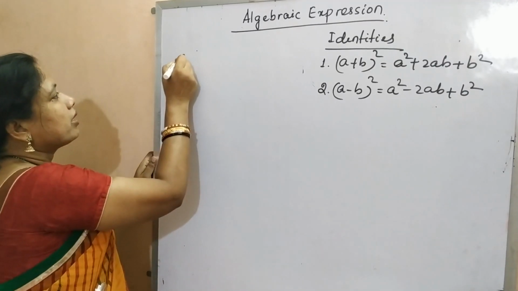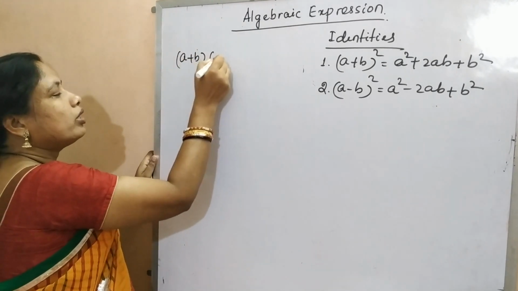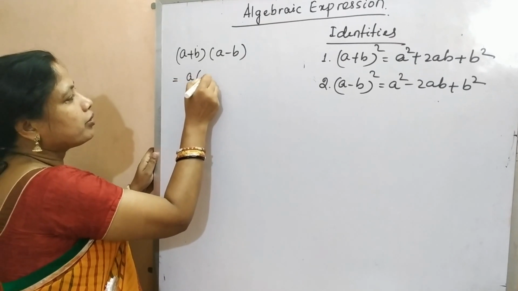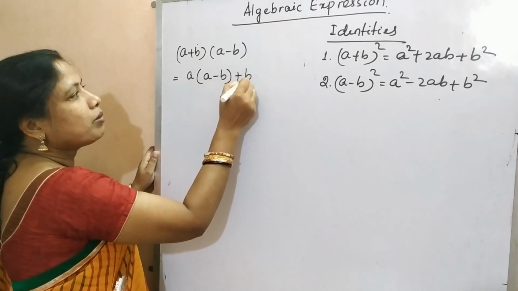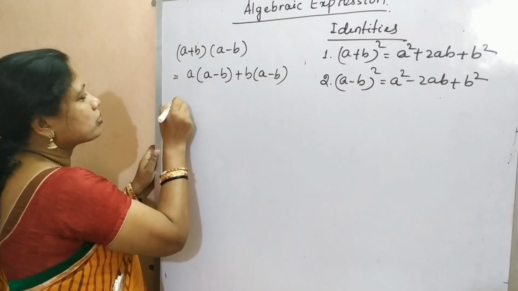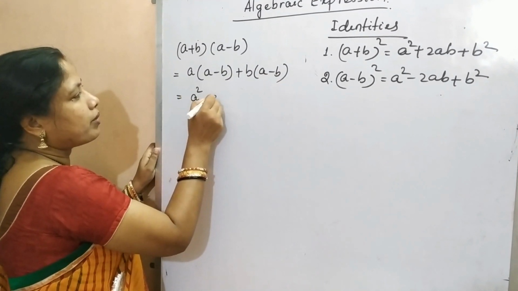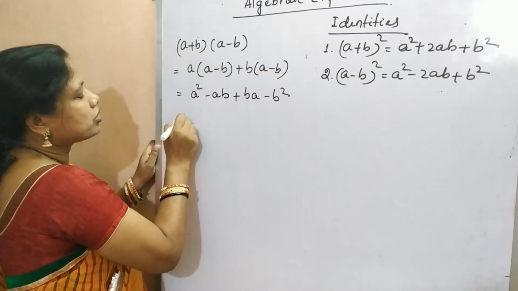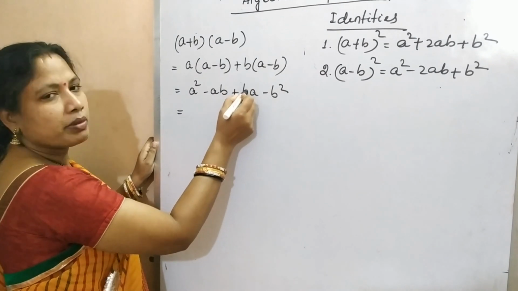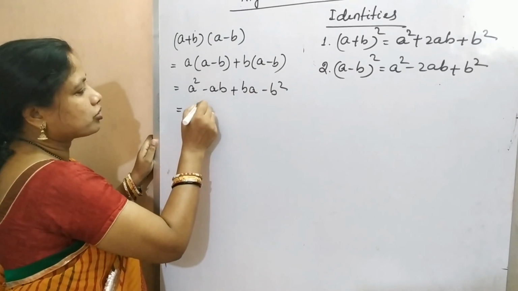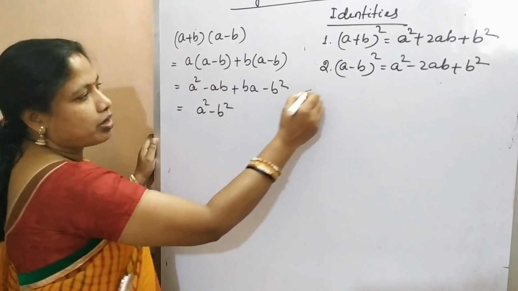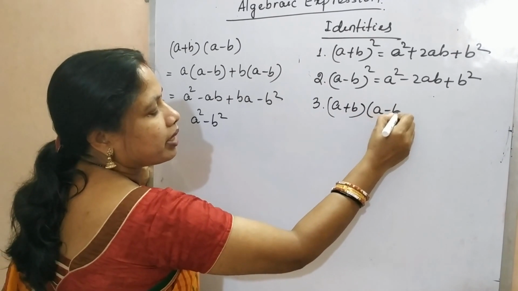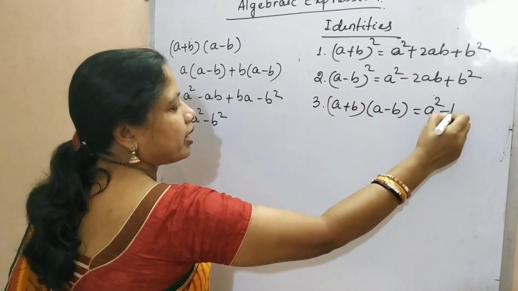Then next, (a + b) into (a - b). This is equal to a multiplied with (a - b) plus b multiplied with (a - b). So this is equal to a square minus ab plus ba minus b square. So this is equal to minus ab plus ba, and ba means ab, so this becomes 0. So a square minus b square. So our third identity is (a + b) multiplied with (a - b) is equal to a square minus b square.